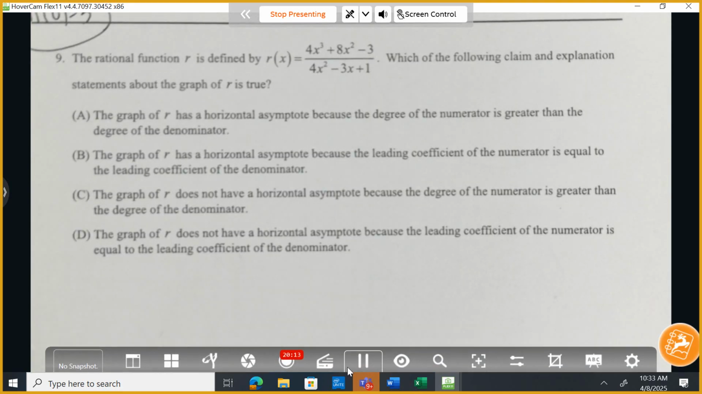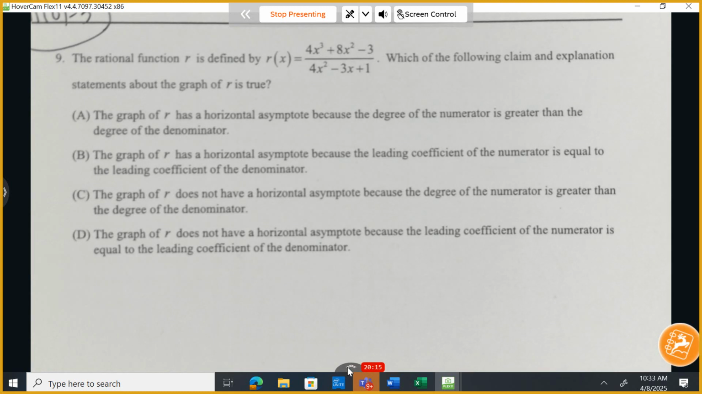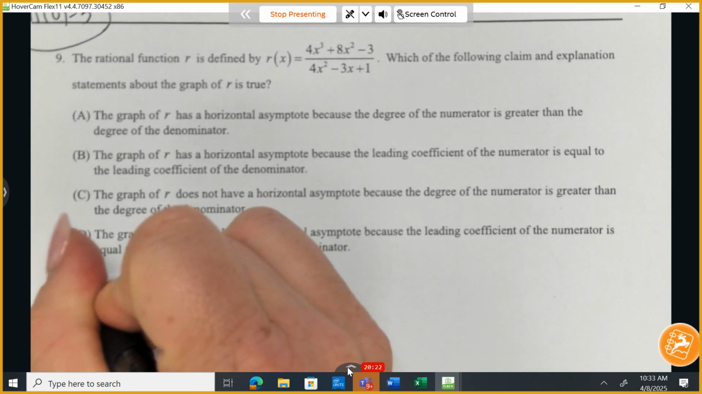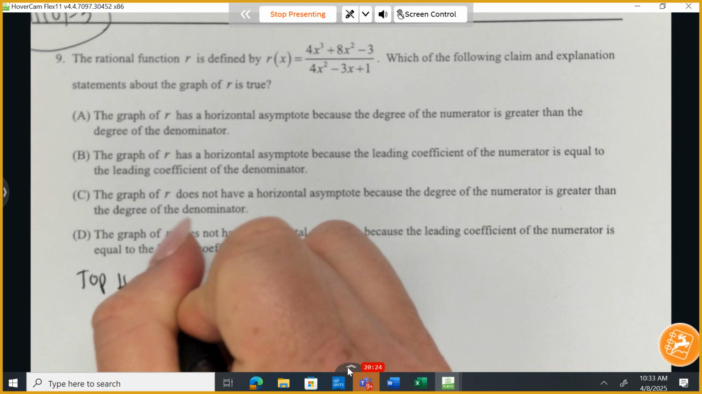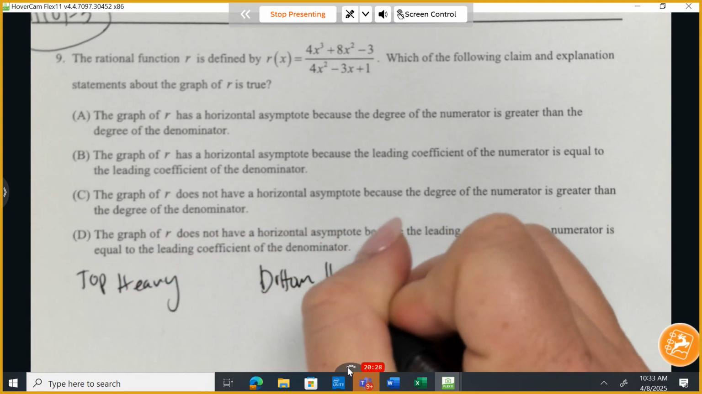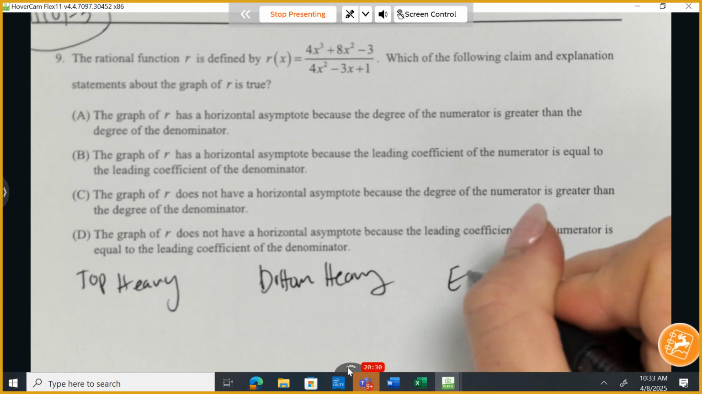I want you to right now go to number 9, and I want you to write this down. We're talking about asymptotes, specifically horizontal asymptotes. So please write this down. We have 3 different categories. We have top heavy, we have bottom heavy, and we have equal.